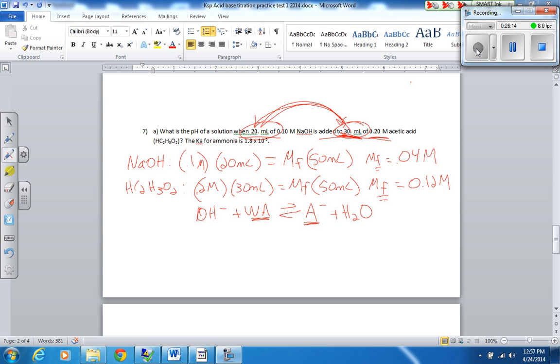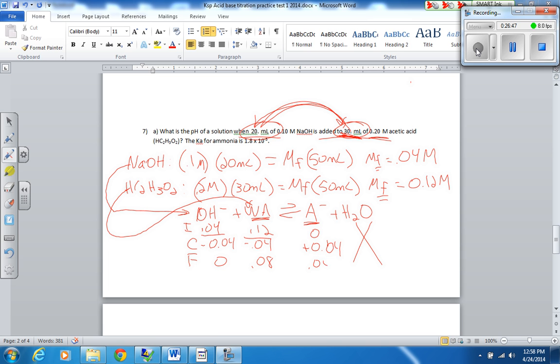So OH minus, the NaOH is your OH minus, 0.04 for your I. The weak acid right here goes in the weak acid, 0.12, 0. We don't care about the water. C, whoever's less is limiting, minus 0.04, minus 0.04 because 0.04 is less than 0.12. And this will go up by 0.04. Final, 0, 0.08, 0.04. You do an ICF, and then you have to do an ice box.